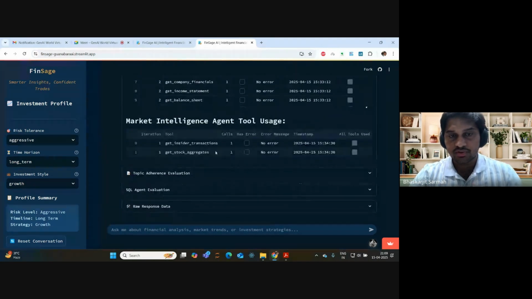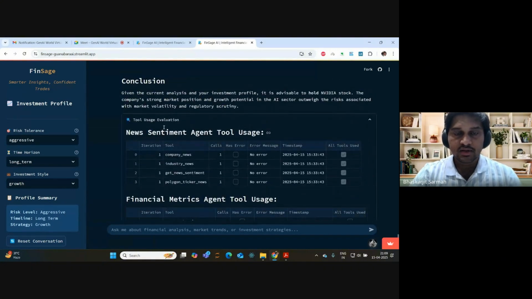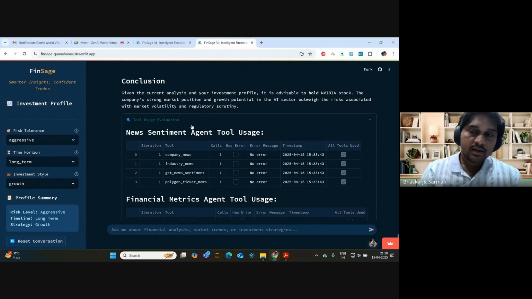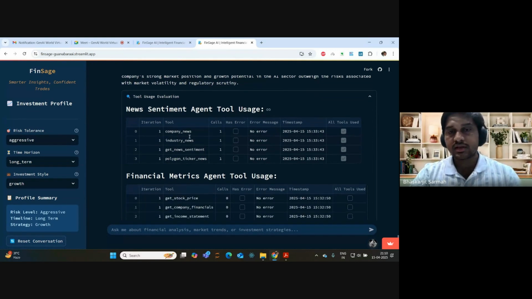We have tried to use this concept of tool usage evaluation: whatever tools we have used in this entire multi-agent workflow, are all of those tools called or not, and is there any error while calling them? Because sometimes in an agentic workflow, if you have an idea about ReAct or any other prompting technique, it might go through a repetitive loop, or it might give you some kind of error, or it might completely ignore the tool that you use, and the language model might use its own intelligence to generate an output.